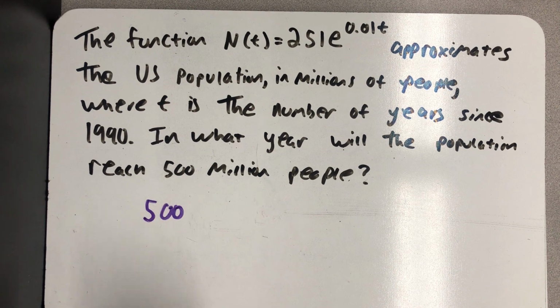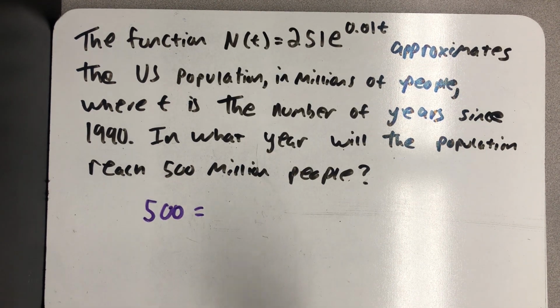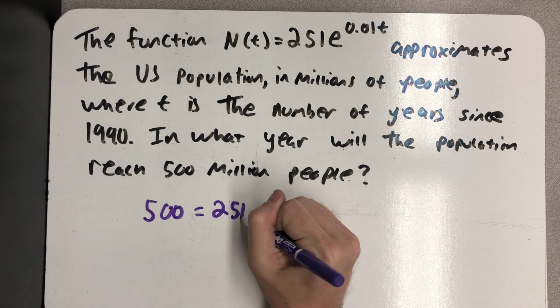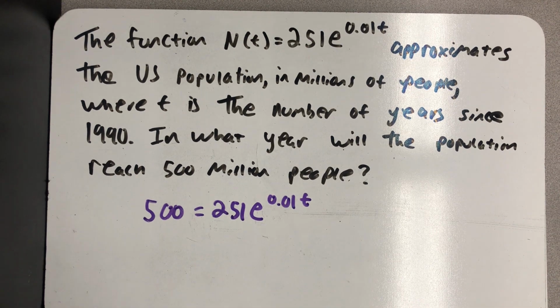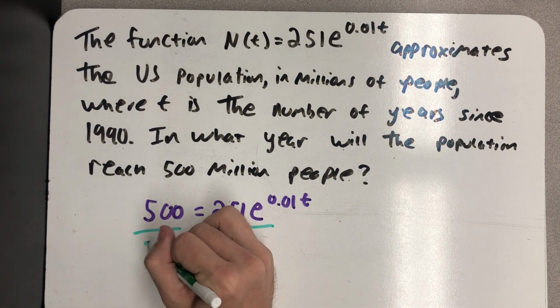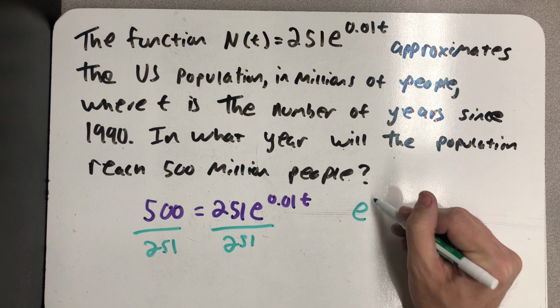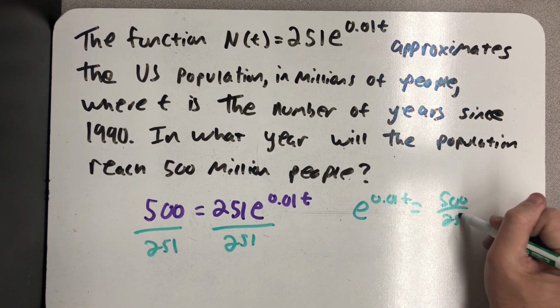So 500 should be the number that goes in for n of t, because that's the population in millions of people. And so now I'm supposed to solve this equation. Well, I can do several things. I think the easiest way to go about this is to get the exponential part by itself. So I'm going to divide out 251. And I have e to the 0.01 t is equal to 500 over 251.